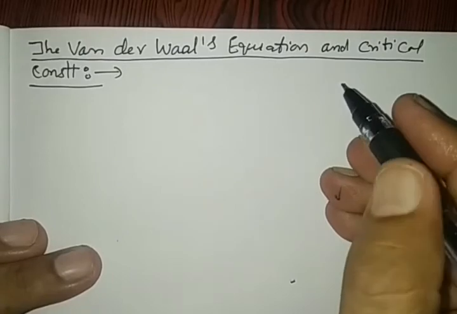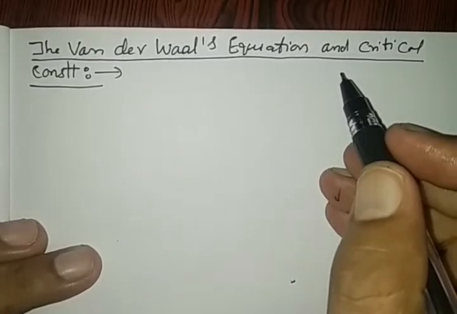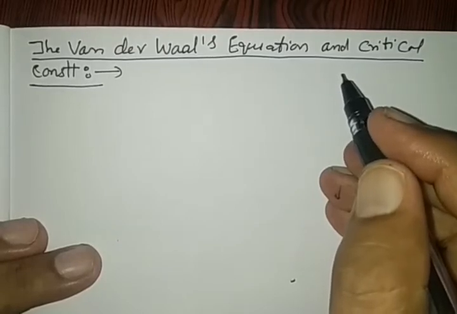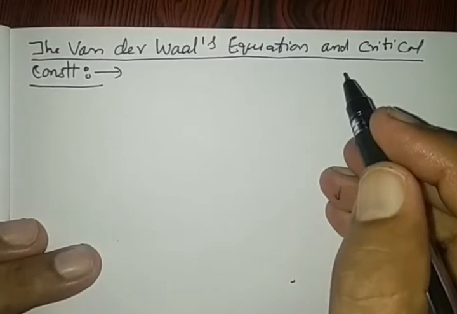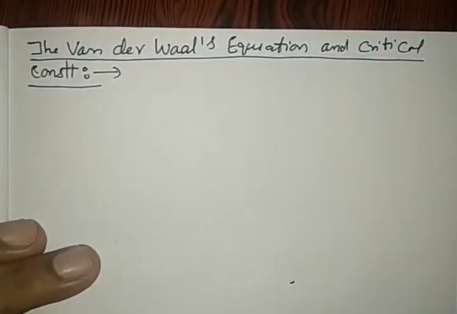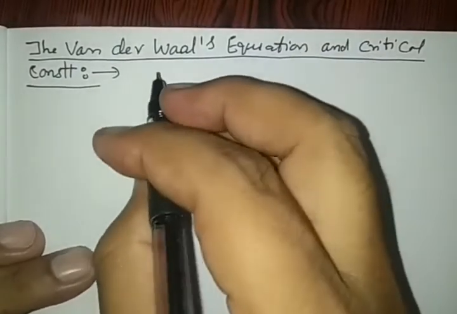Here in this topic we will obtain the value of the critical constants a, b, Tc, Pc and Vc: critical temperature, critical volume and critical pressure. We will obtain these values from the van der Waals equation. So see this whole theory carefully with us.